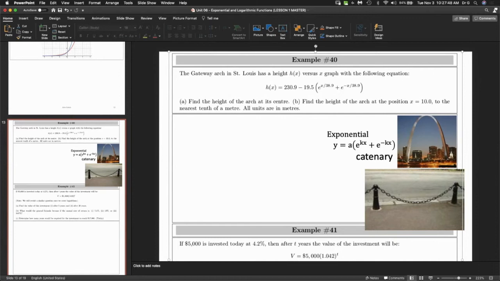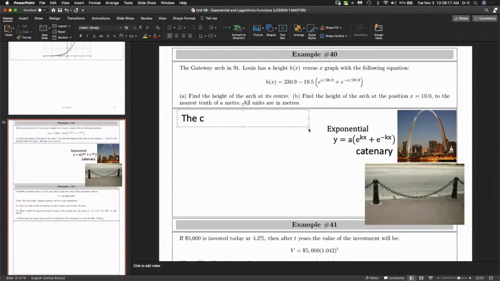But getting back to what we're talking about for the lesson, it's not a parabola, but it is an exponential, and this is the formula. All I'm asking you to do for this question is process the formula. So it says here, find the height of the arch at the center. Now, the center of the arch is at 0. So the center of the arch is at 0.